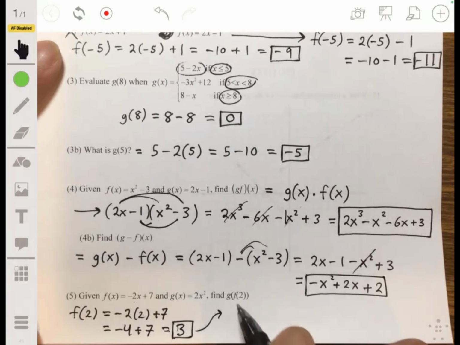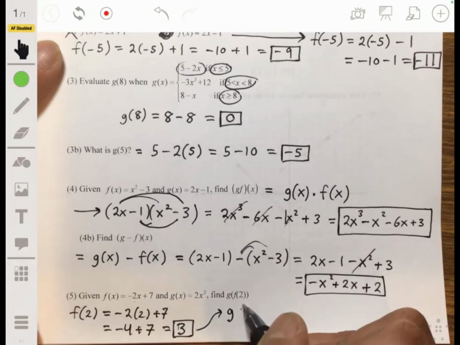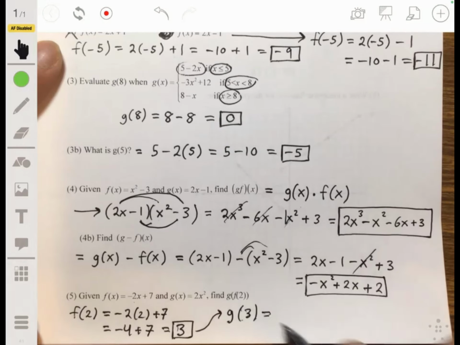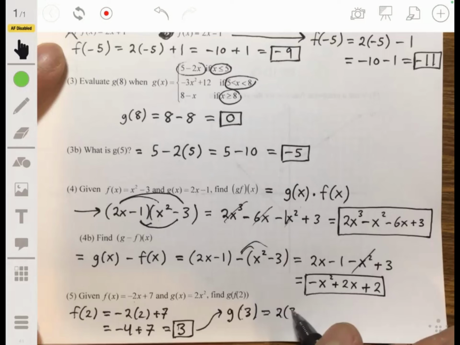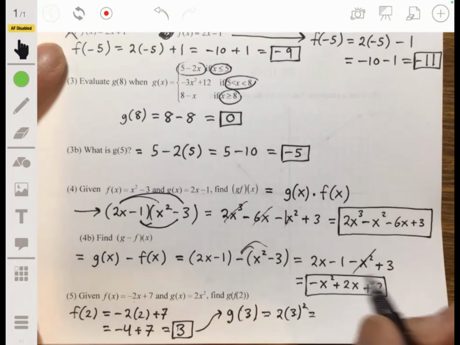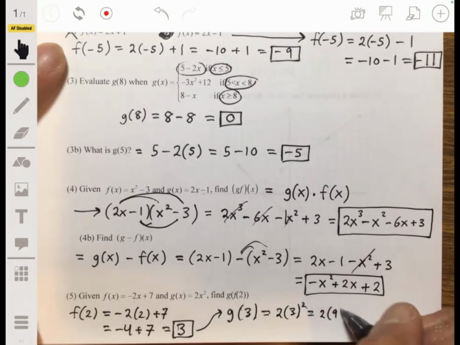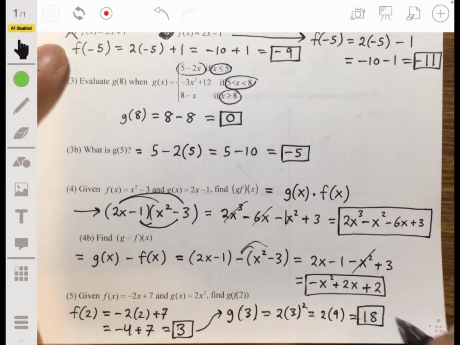Then we take this 3 and plug it into the g function. So we want to calculate g of 3. So g of 3 then is 2 times 3 squared, or just 2 times 9, which will give us 18. And that's our final answer.